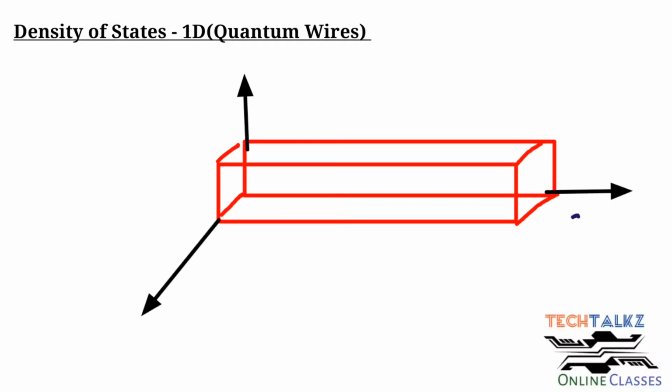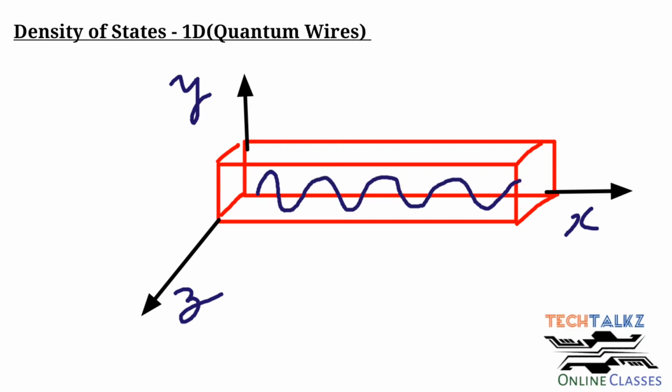Now the case of 1D, or quantum wire. Here the electrons are free to move across one axis only. Let it be the X axis. So the dimensions across the other two axes are restricted or confined.